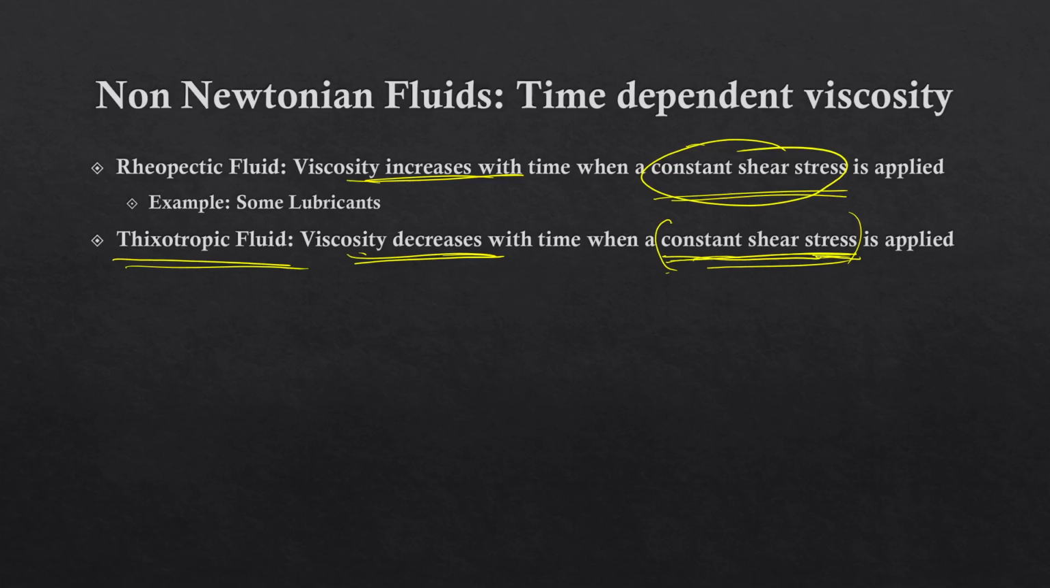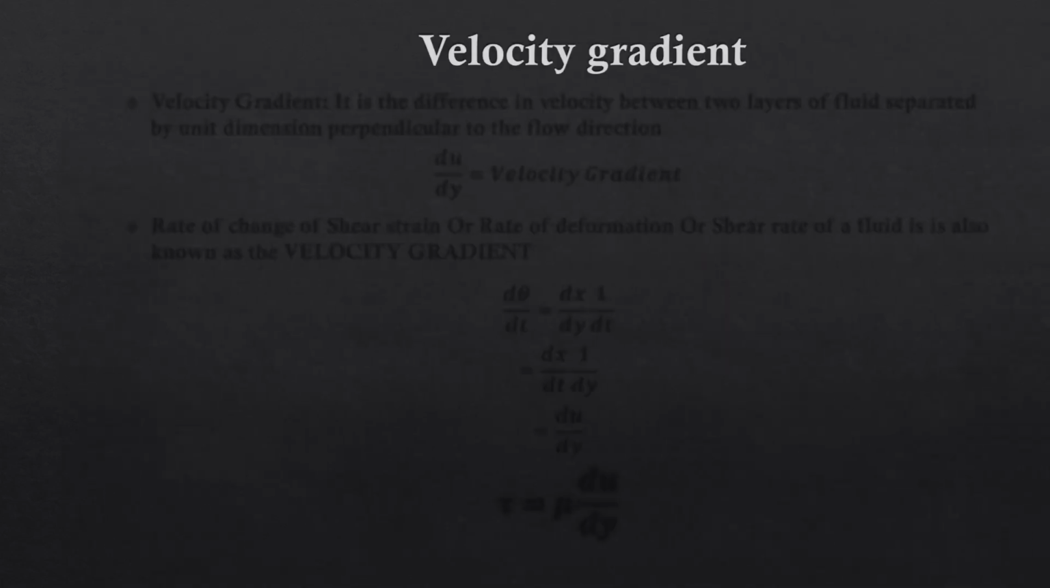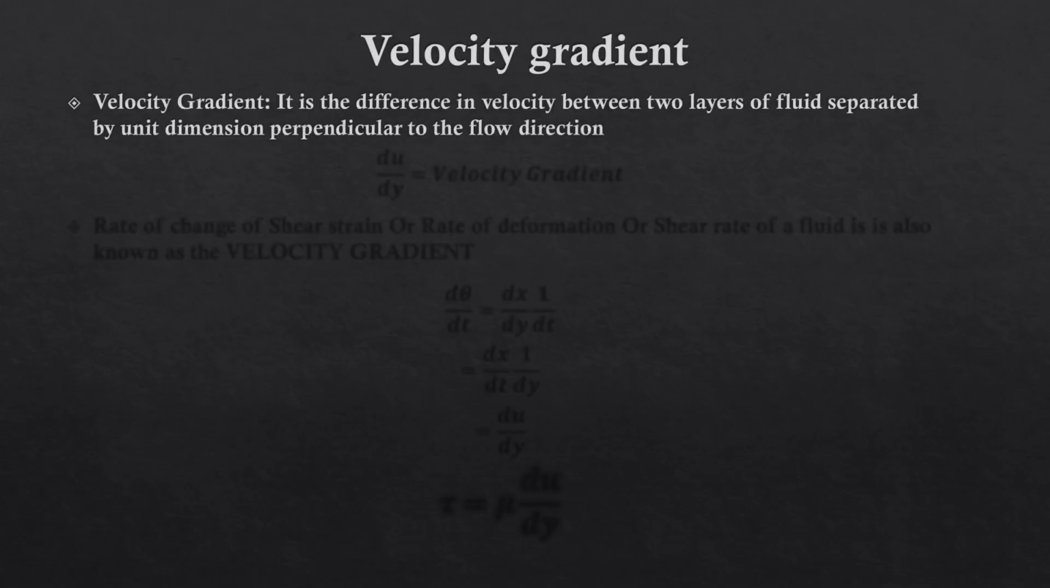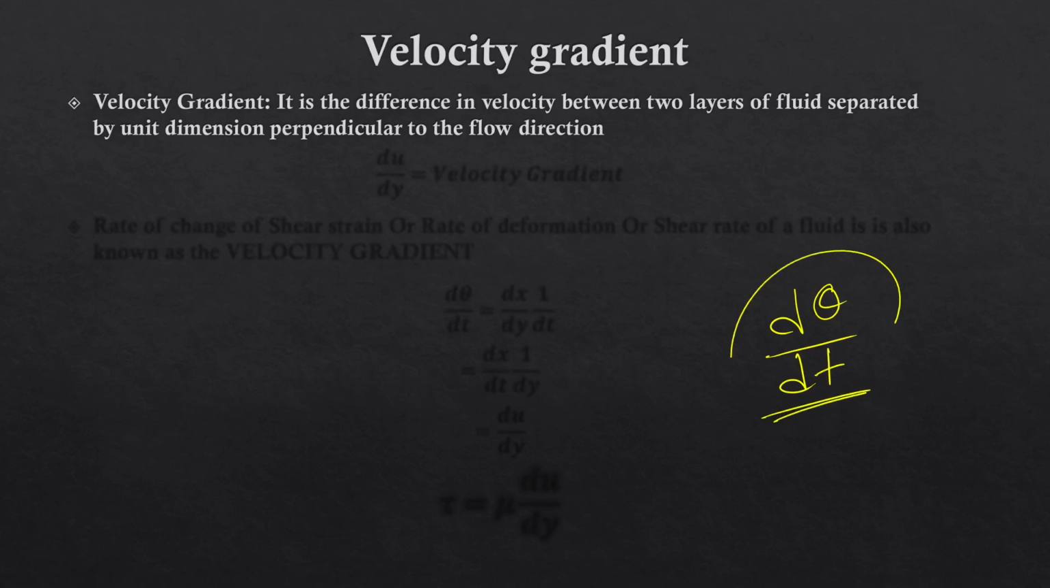Now let's try to go into a different topic, which is called the velocity gradient. It is whatever we have learned as d theta by dt, that is the rate of shear deformation. Sometimes it is also called the velocity gradient, and we'll see why that is the case.